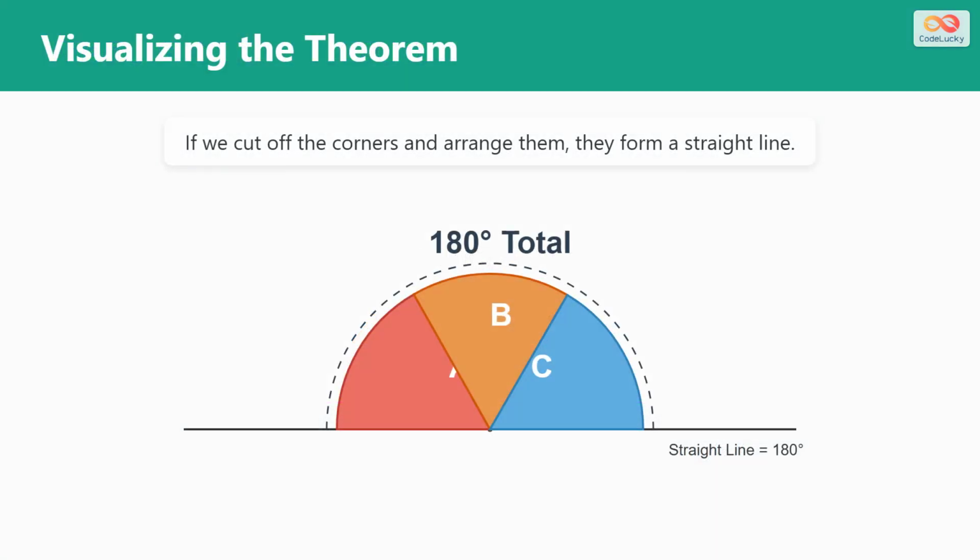Here is a great way to visualize why this is true. Imagine you cut off the three corners of a paper triangle. If you arrange those corners so that their points touch, they will form a perfectly straight line. In geometry, a straight line measures 180 degrees. This visually proves that the three angles combined make a straight angle.